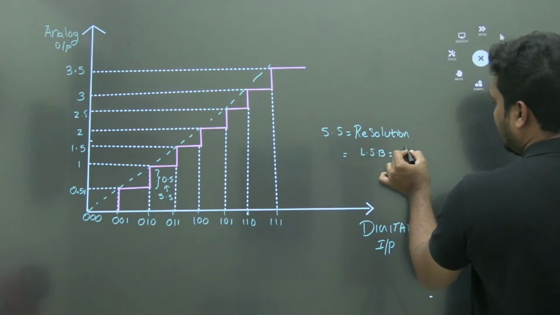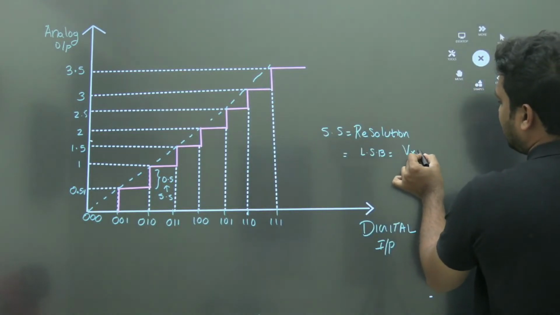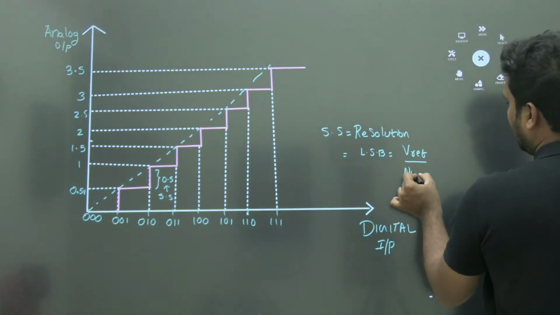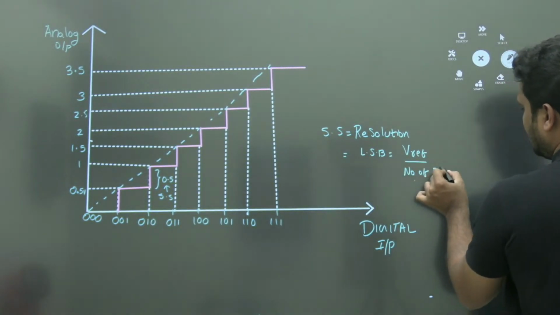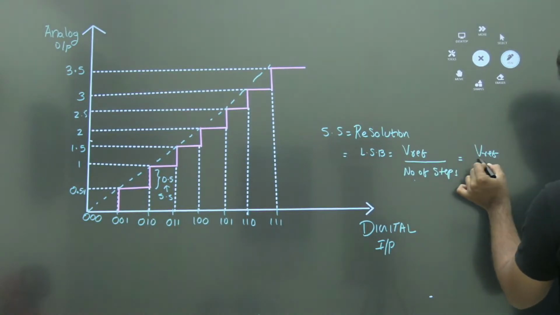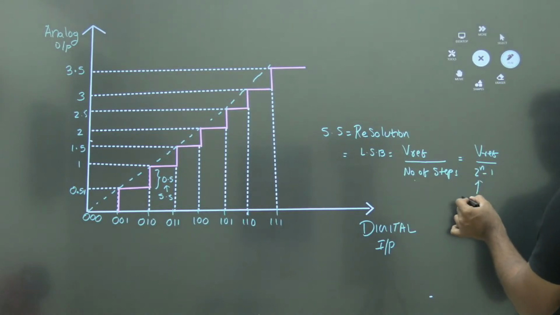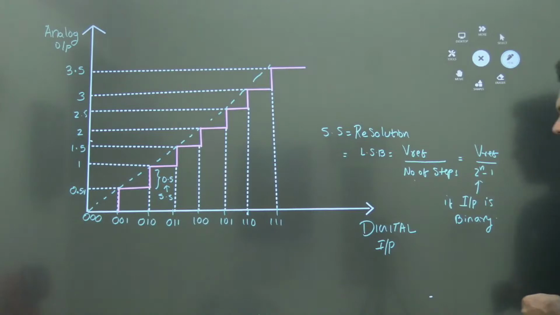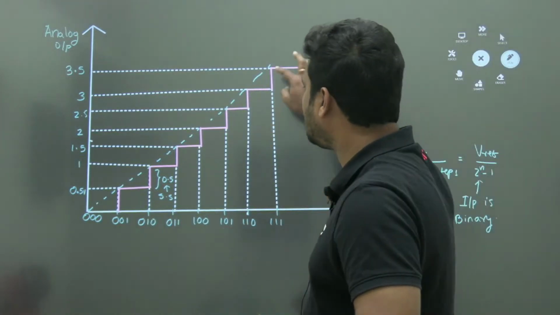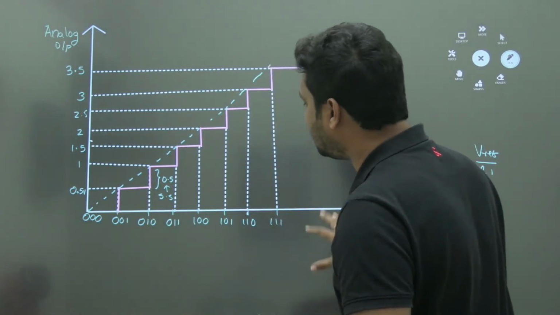That is given by the maximum output you get, which is 3.5. Now that is taken as V reference divided by the number of steps. It is also given as V reference by 2 power n minus 1 if the input is binary. So it is equal to V reference 3.5 by 2 power 3 minus 1, that is 7, and 0.5 is the answer in this particular case.